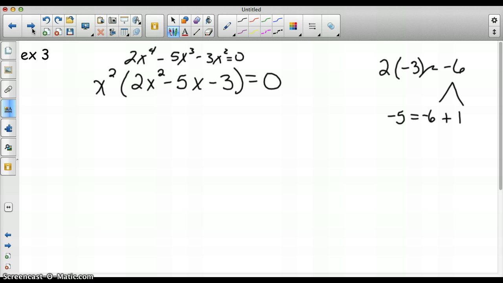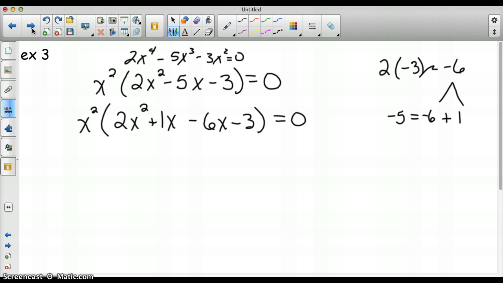So we can rewrite the quadratic to be 4 terms instead of 3, and then we would be able to simplify and factor by grouping. So we're going to do that. We leave the x squared here. And now we have our parentheses, and we have 2x squared plus 1x minus 6x minus 3. And all of that equals 0.